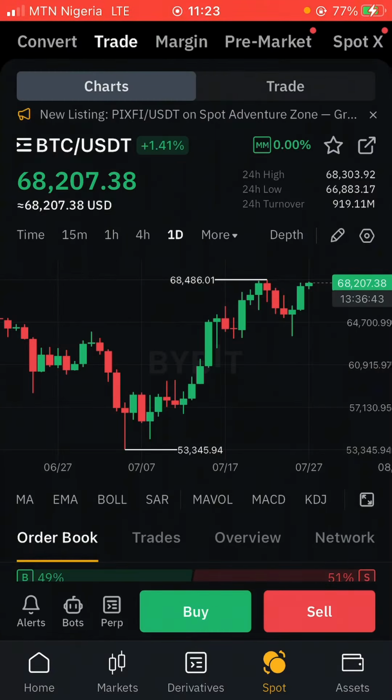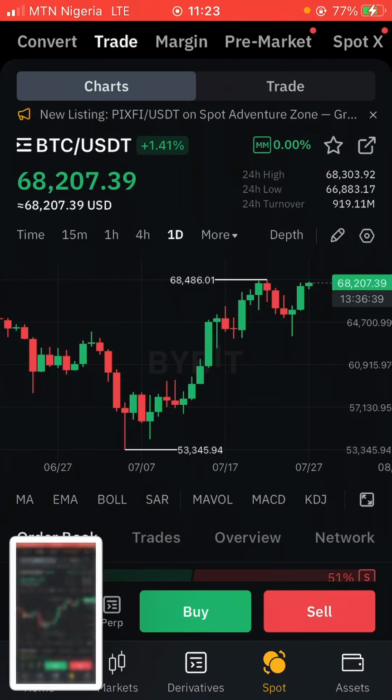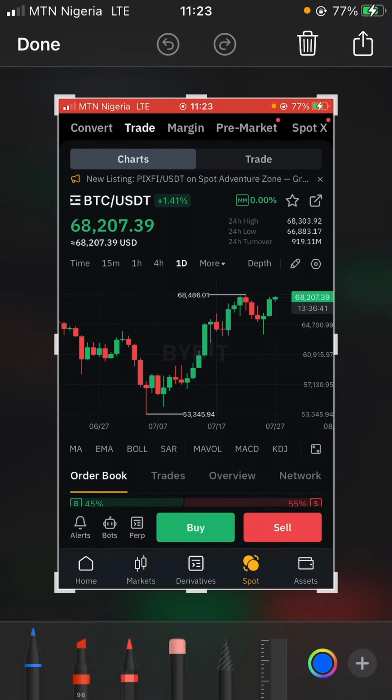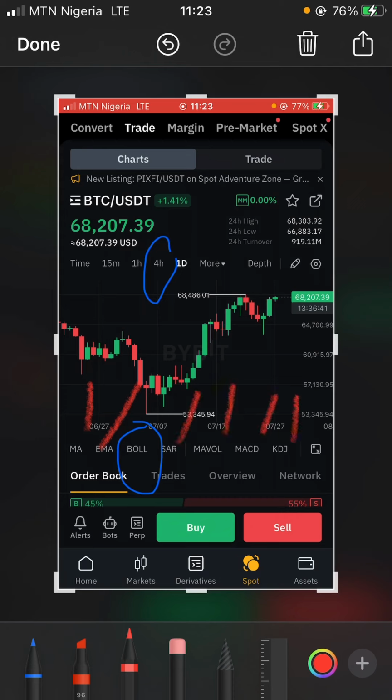Now the second thing you need to know is the time frame you're going to be using. You're going to be using one time frame, which is the 4-hour time frame, right? And also you're going to be using an indicator, which is the BOL, that is Bollinger Band. We have different indicators, as you can see. We have the EMA, MA here, other ones, many of them here, anyone you want to use, okay?